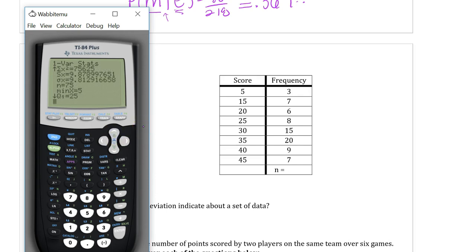You can just tell what happens the most. What number happened the most? We say it was 35. You have 20 of those. So your calculator actually doesn't tell you that. Okay, you have to just look at your data.